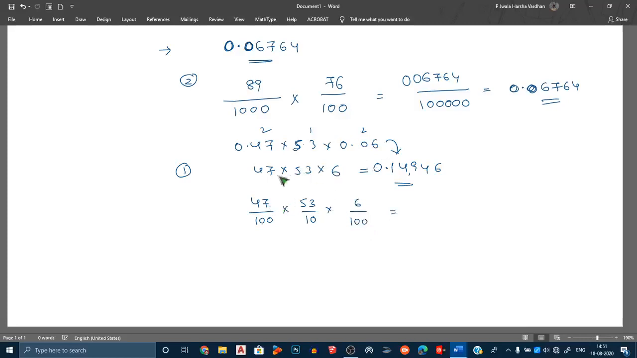Now as it is the same procedure, multiply the numerators. We will get 14946, divided by 1 lakh, which has 5 zeros: 1 2 3 4 5. Now we can put the point after leaving 5 digits from the right side, which will give 0.14946. So both the methods are these.